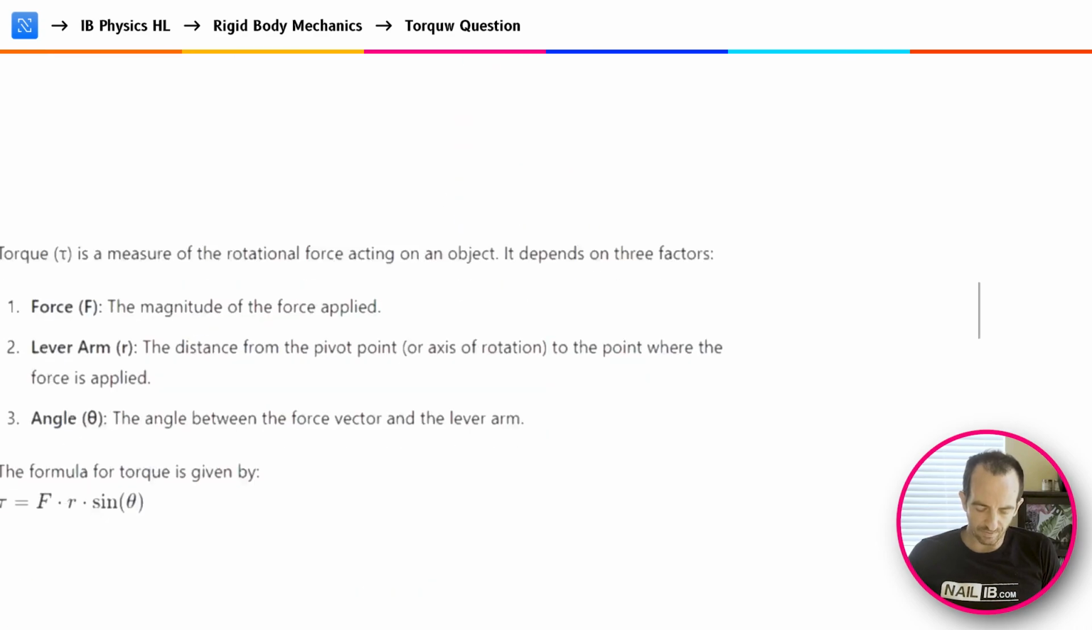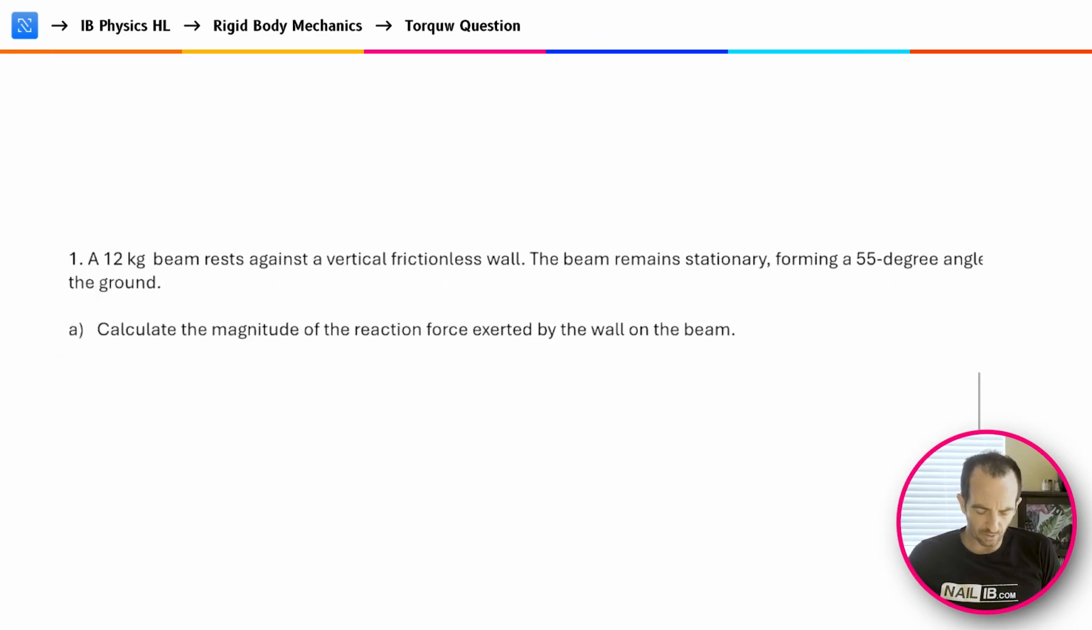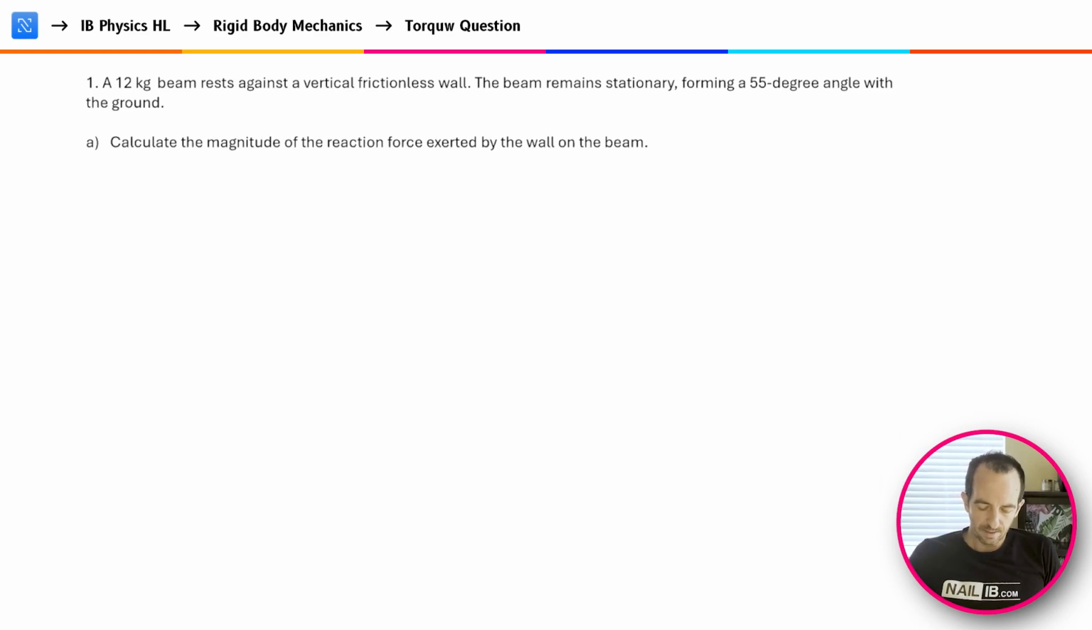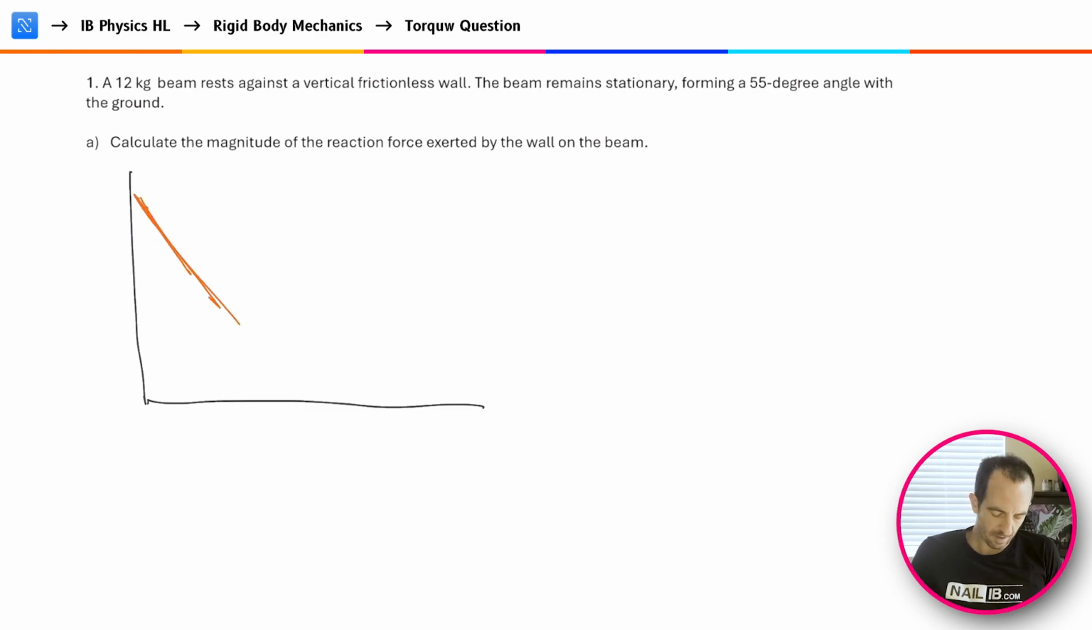For this video, we're looking essentially at one question here, which will give us a good understanding, or a deeper look, at how they could ask you about torque. So in this problem, a 12 kilogram beam is resting against a frictionless wall. Like always, it's going to be helpful to sketch this out. So let me sketch it out. We have our wall. We have this beam. It's at rest.